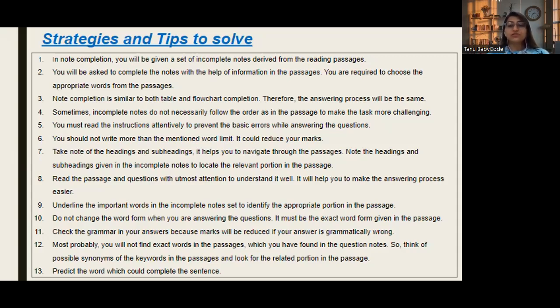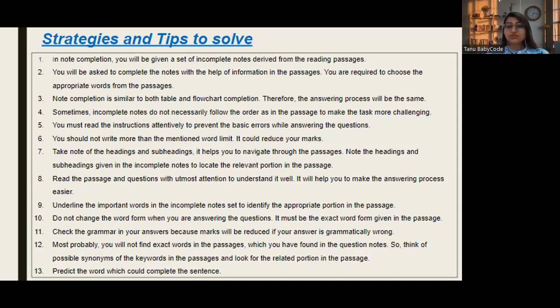Note completion is also similar to table and flowchart. The answering process will be the same, but they do not follow the same order from the passage, right? So that's why they are more challenging. Always make sure that you are attentive so that you do not make any errors here. Do not write more than the mentioned word limit. It could reduce your marks. Write according to your word limit.